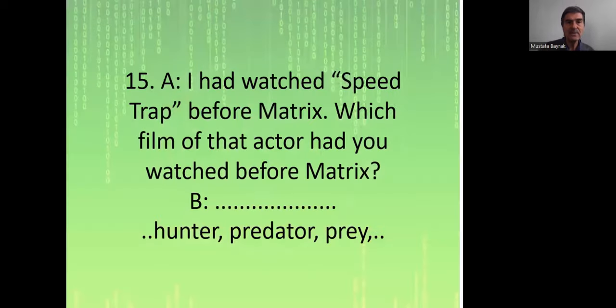Okay. 15A. I had watched Speed Trap before Matrix. Before I watched Matrix. Okay. Which film of that actor had you watched before Matrix? For example, you can say, I had watched Hunter. I had watched Hunter before I watched Matrix. Okay.